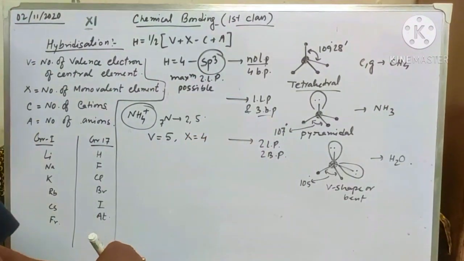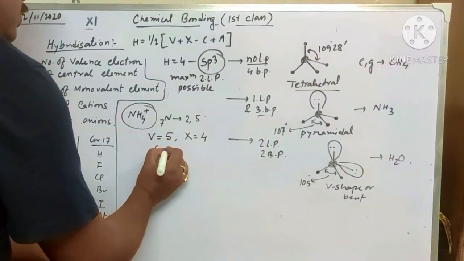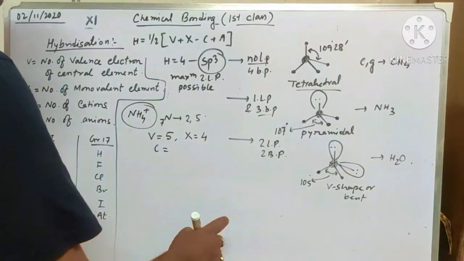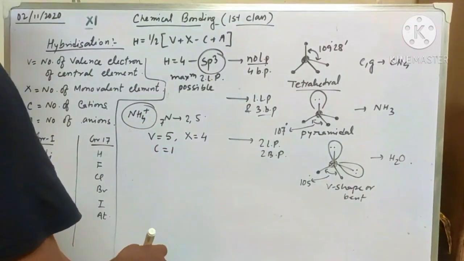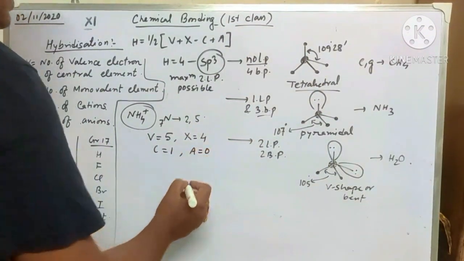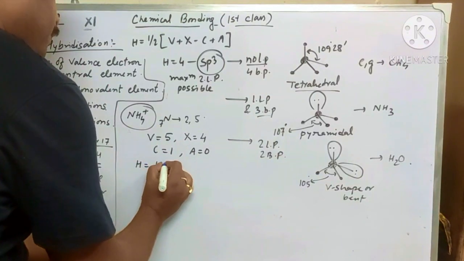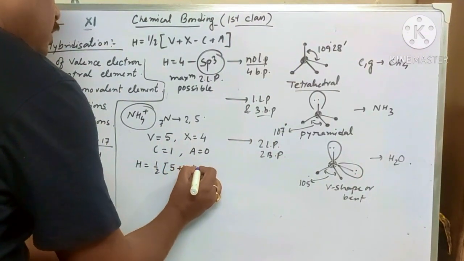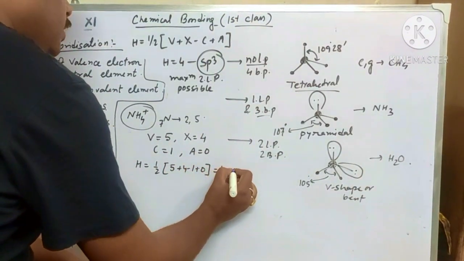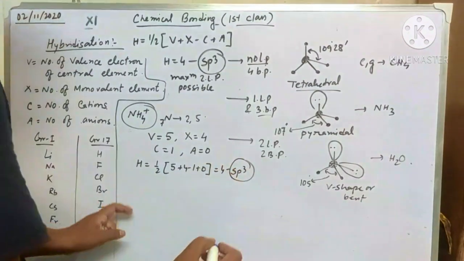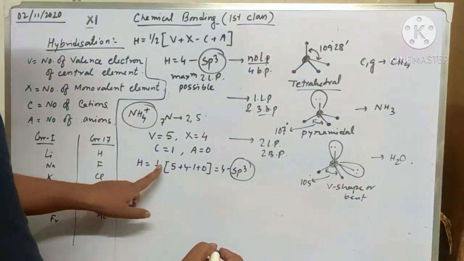X means the number of monovalent elements, here the hydrogens. Only one positive charge is present, so the number of cations is 1. The number of anions equals 0 because there is no negative charge in the system. So the value of H is half of 5 plus 4 plus 0 minus 1, which equals 4, meaning sp3. So the hybridization of nitrogen in NH4+ is sp3.